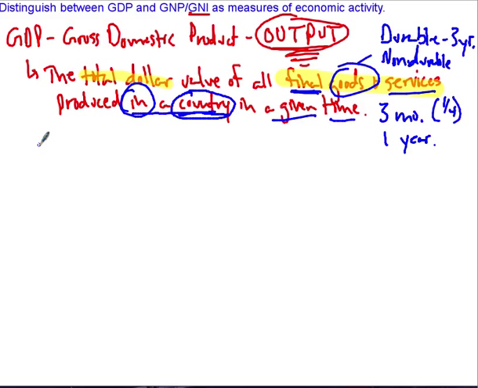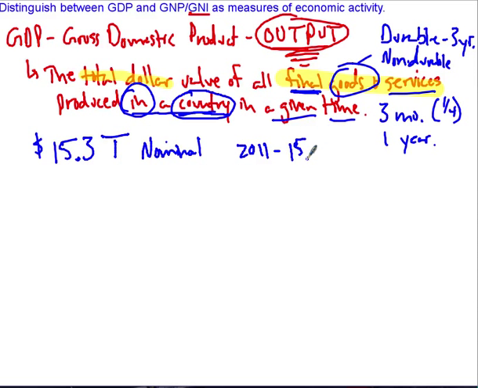Now, today's current GDP is somewhere around $15.3 trillion. All right, and so that's a pretty big number. We are the biggest country by far, and this is what they call nominal, and we'll talk about that in just a minute. This is our nominal GDP. So we're at about 15.3 trillion. In 2011, we were at, I think, basically 15 trillion. All right, and so we've grown a little bit in the last 6 or 8 months.